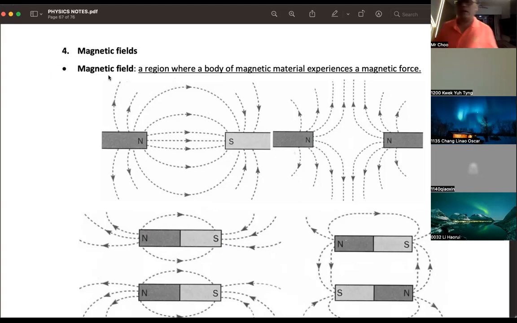And before that, you are also expected to know the definition of a magnetic field. Do you remember previously, I gave you the definition of the gravitational field? Then I also gave you the definition of an electric field. And today, you learn the definition of a magnetic field. So basically, their definitions are the same, but I just change the word. Okay, so let me just explain to you the meaning.